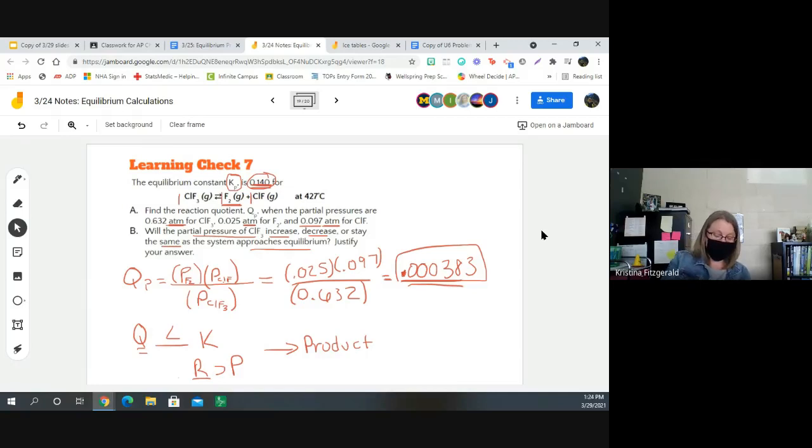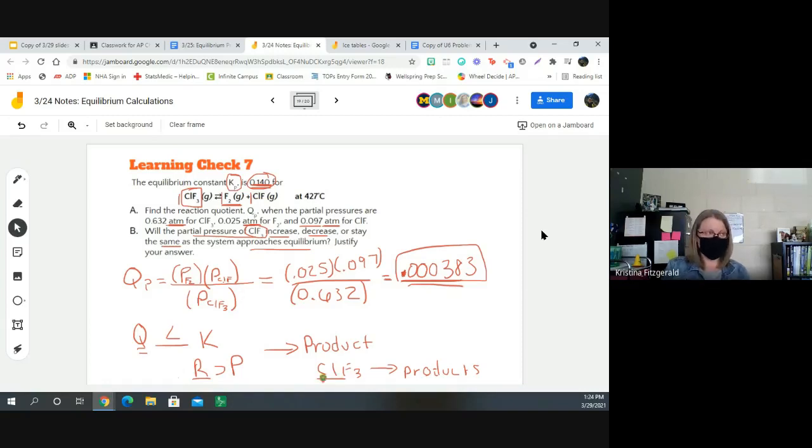So ClF3 is going to be converted into products. So what do we think that would do to the pressure? Because it says the partial pressure of ClF3. We're going to convert some and ship them over to the product side. How do you think that's going to affect the pressure here? Is it going to go up, down, stay the same? What are our thoughts? Feel free to drop them in the chat, people at home. Let me know you're still there.